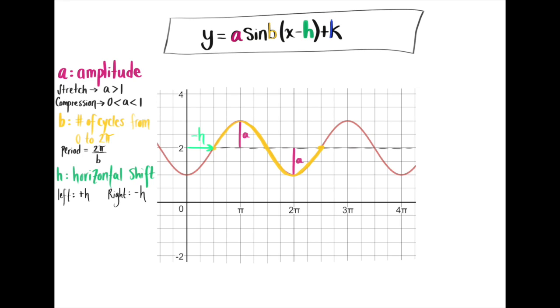The H is the horizontal shift, so how much to the left or how much to the right did it move. And then the K is the midline, so how far up or how far down did it move. So let's take a look at an example.